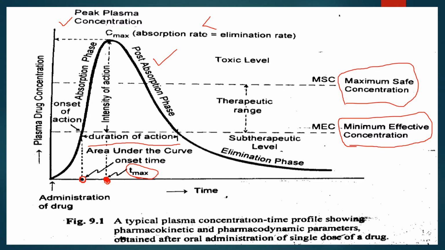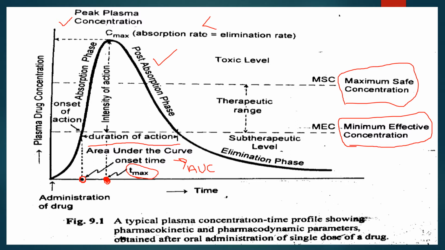Now the next one is the area under the curve, AUC. Okay, this is the area under the curve. It represents the total integrated area under the plasma level time profile and expresses the total amount of the drug that comes into the systemic circulation after its administration. AUC is expressed as microgram per ml multiplied by hours.